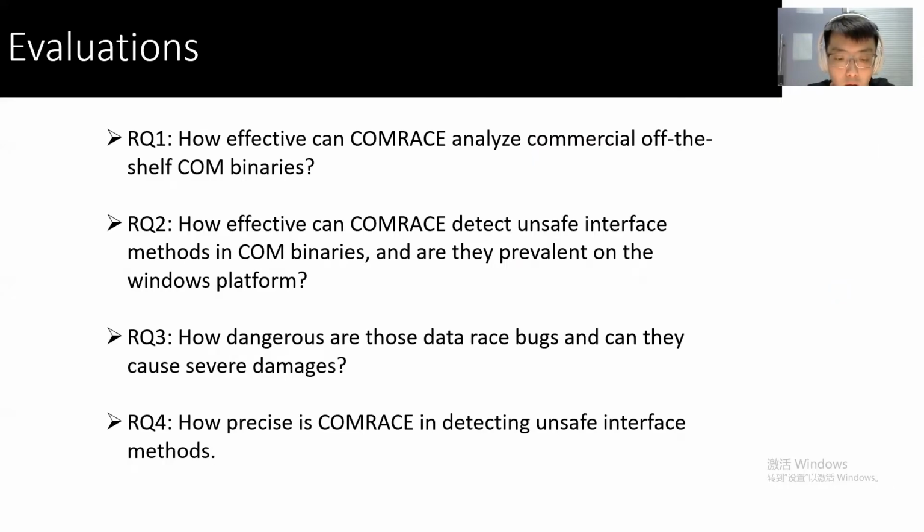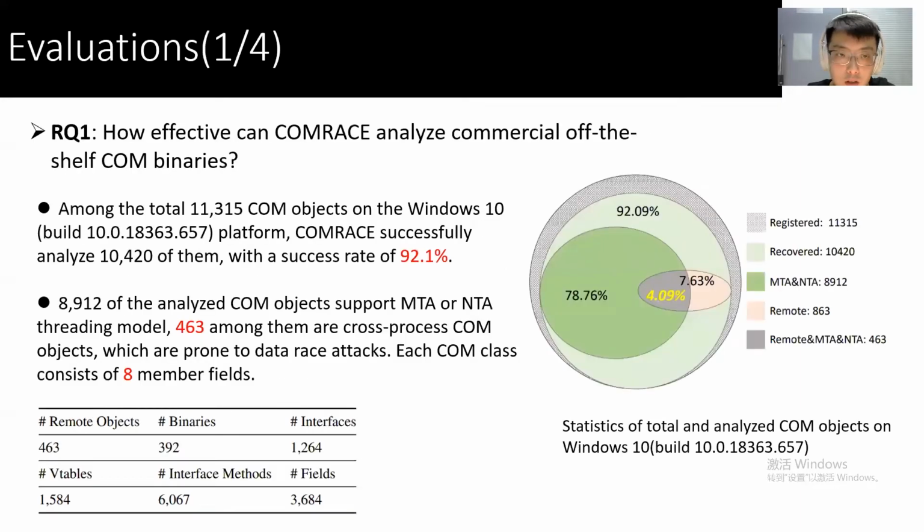We designed several experiments to answer the following questions. Question 1, how effectively can COMRace analyze commercial off-the-shelf COM binaries? Question 2, how effectively can COMRace detect unsafe interface methods in COM binaries, and are they prevalent on the Windows platform? Question 3, how dangerous are those data race bugs and can they cause severe damage? Question 4, how precise is COMRace in detecting unsafe interface methods?